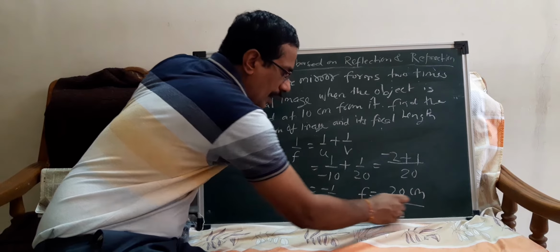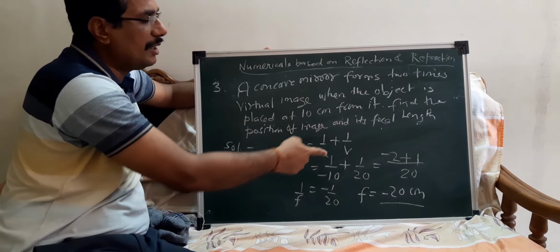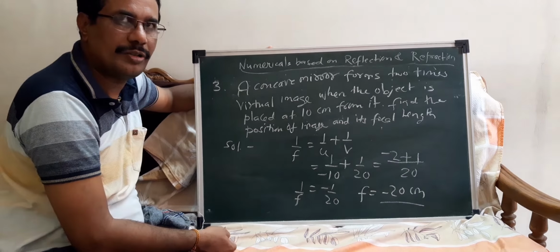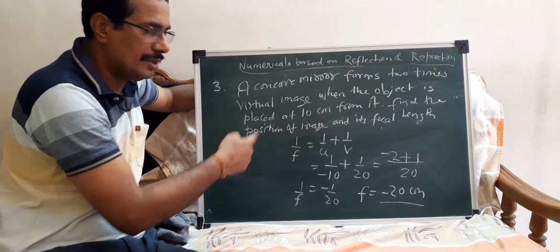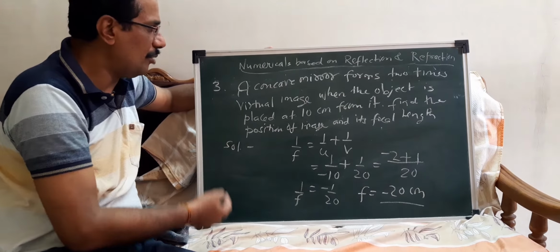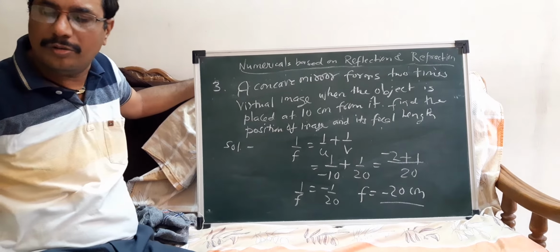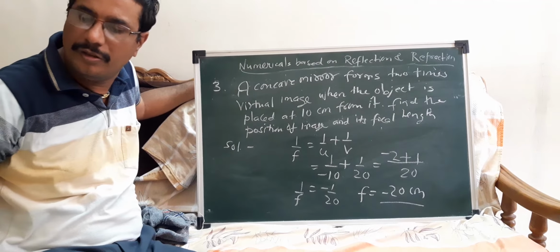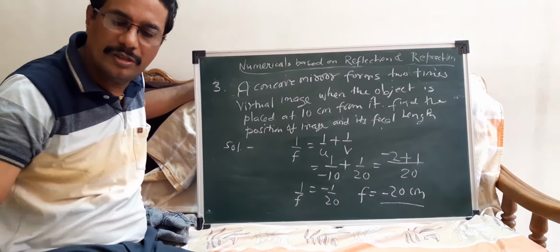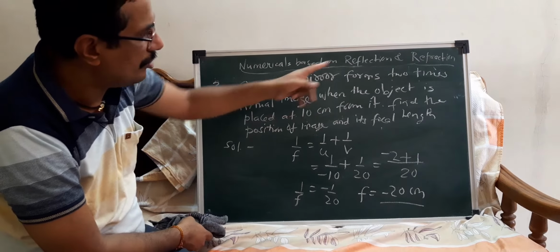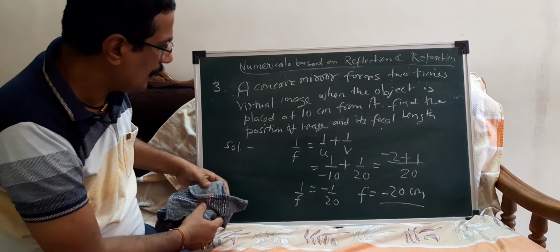So you got f more than 10 centimeter, that is minus 20 centimeter. That means your answer is correct. Focal length is minus 20 centimeter. Clear? So this was a problem related to a concave mirror. Now we will solve one more problem related to a concave lens. All these numericals are based on reflection as well as refraction.